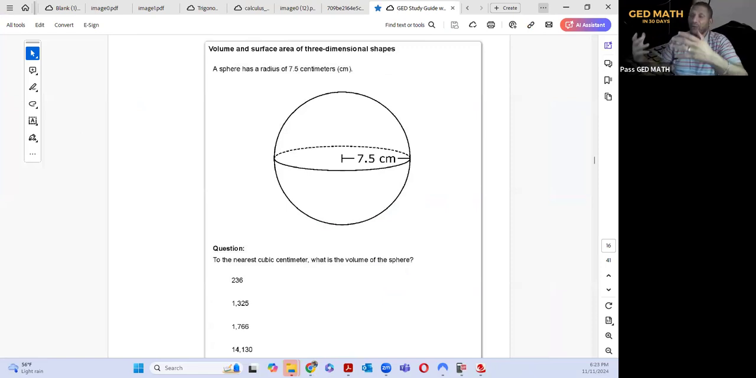Can anybody tell me how you would start this problem? How would I start this problem? A sphere has a radius of 7.5 centimeters to the nearest cubic centimeter. What is the volume of the sphere? Can anybody tell me what I should do first?